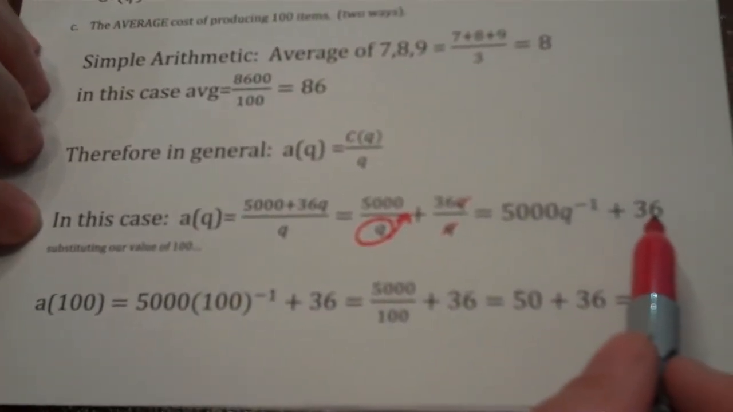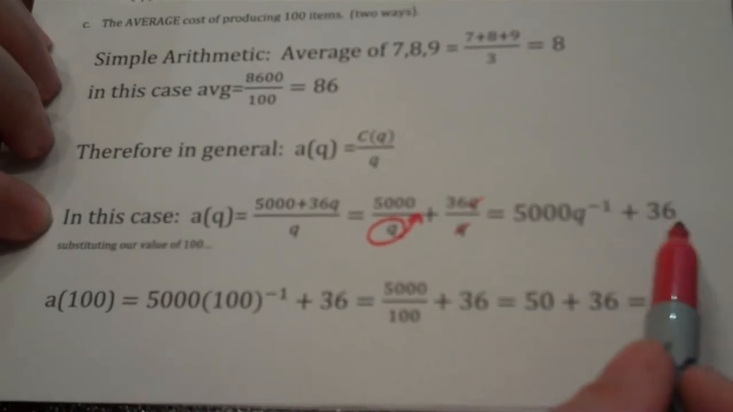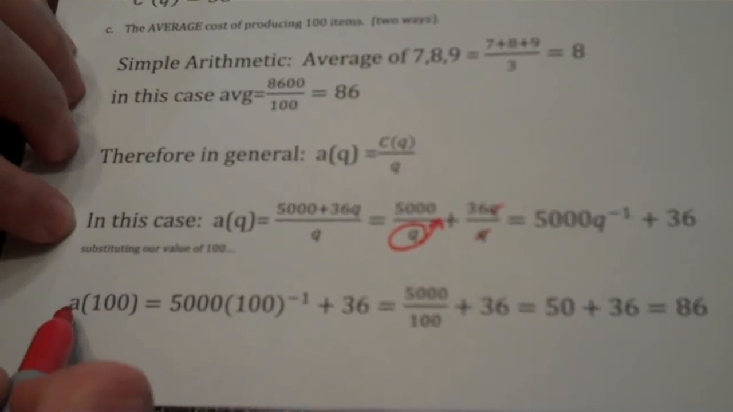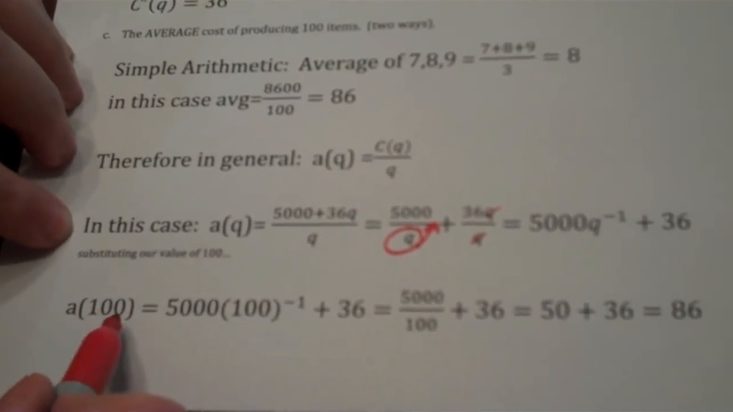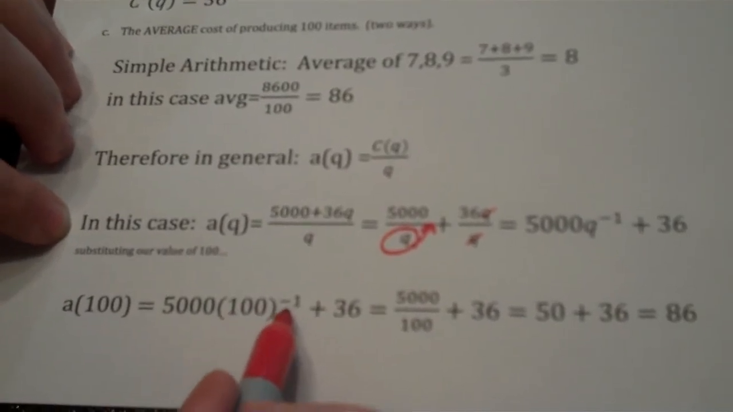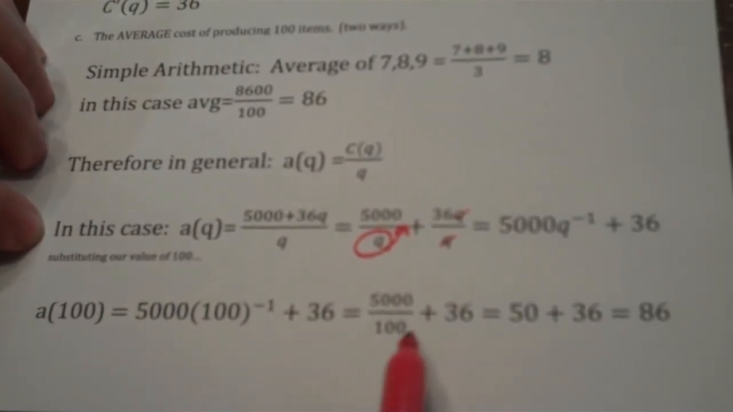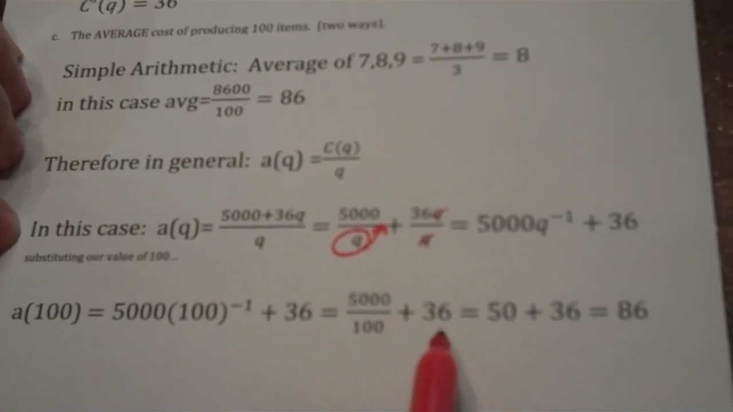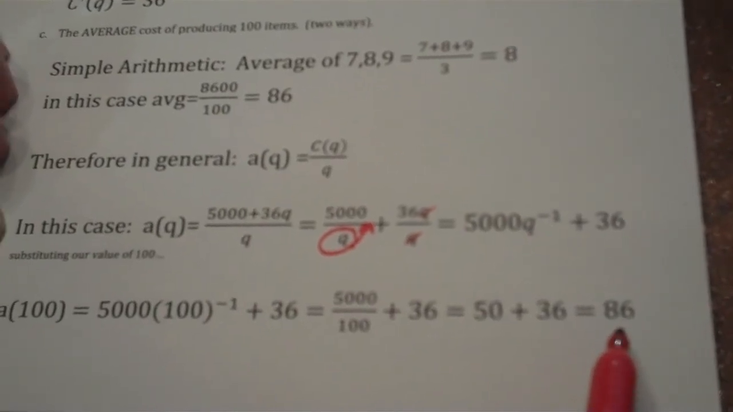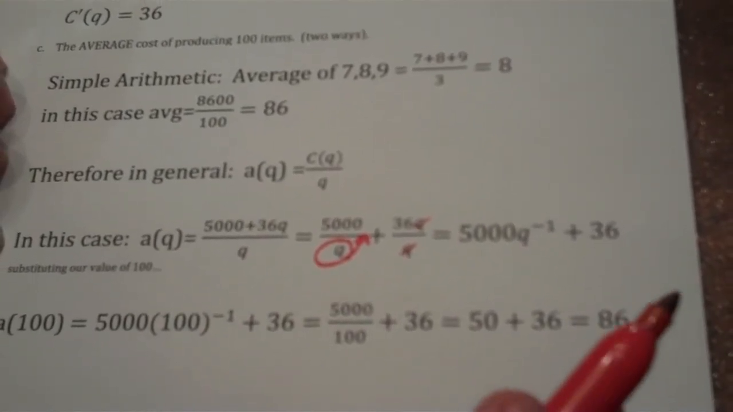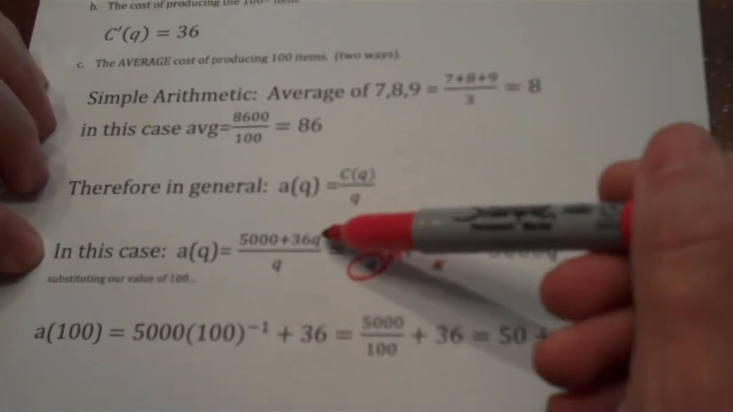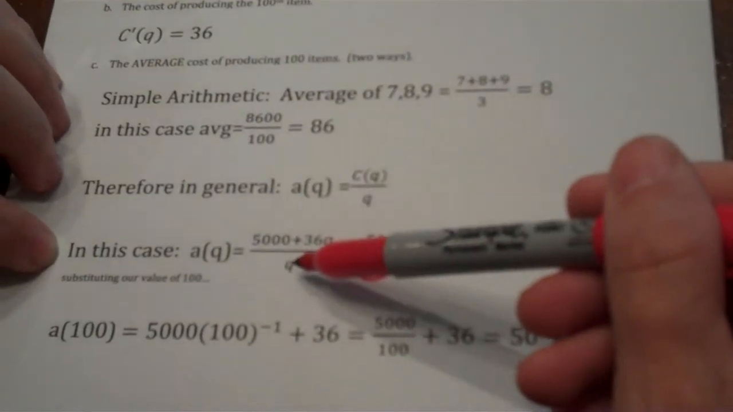I now have a function where I could find the average cost by merely substituting the value. In this case, let's go ahead and substitute our 100. We'll find the average cost of 100 items. Substituting in, I have 5,000 times my q to the negative 1 power plus 36. And here off to the side, I've done the calculations for you. And not surprisingly, once again, it works out to be $86. The key to the average cost function, the thing I most wanted you to see, was you simply take the total cost function and divide by the number of items, which is q.